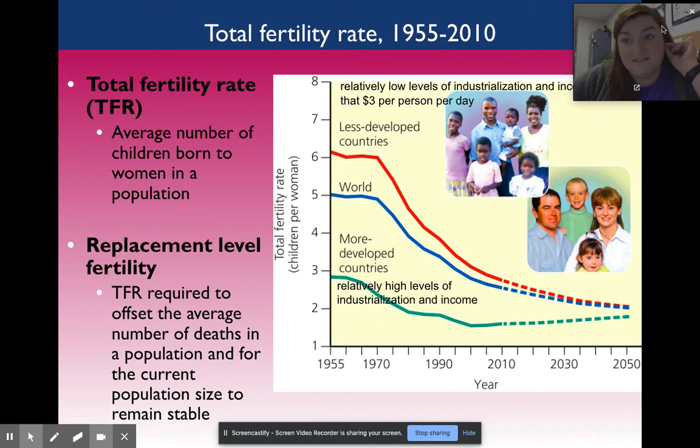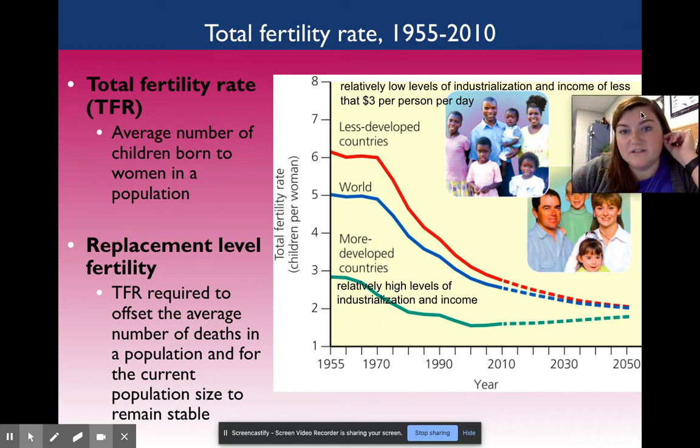You can see that the fertility rate in less developed countries is much higher than the fertility rate in more developed countries, where there are higher levels of industrialization and income. We tend to have fewer children. This data looks like it only goes to about 2010, and the dotted line is where they're projecting it will go in the future. But birth rates are going down around most of the world as a whole.